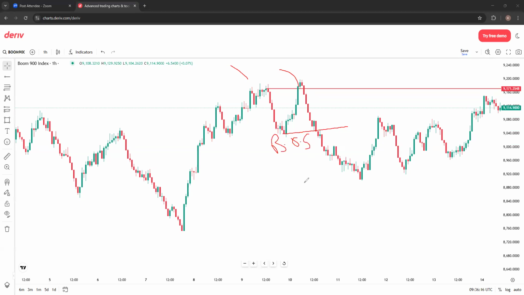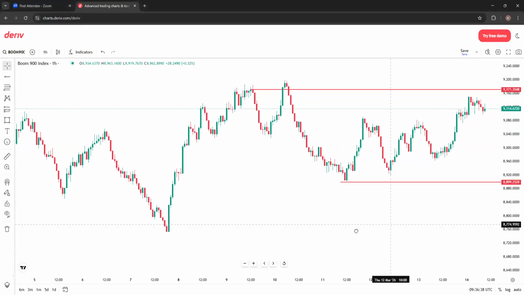When we have a break of structure, what's the next thing that we expect to see? We expect to see the creation of a new low. But we now have a valid high and a valid low. So I'll put another red line over here so that we see which one is a valid high and valid low.